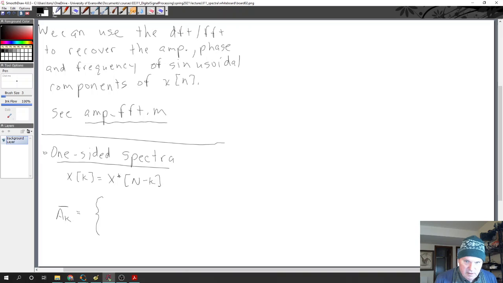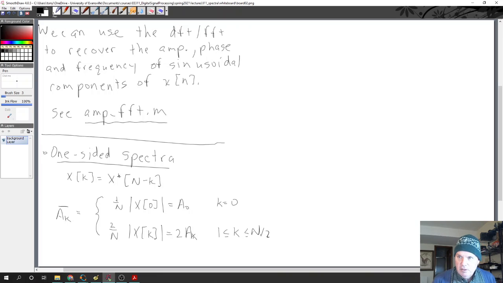So the component at DC, or the k equals 0 value, is the same as our previous A k. So A0. But that's for the k equals 0 component. The other A k are actually doubled. So in the one-sided spectra, we'll be able to directly read off the amplitude of the corresponding cosine or sinusoidal waveform. So this is done for k between 1 and n over 2.